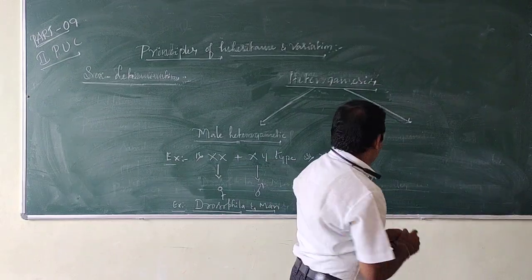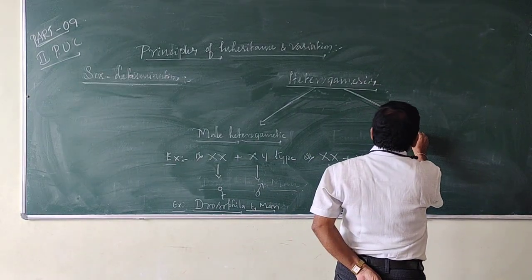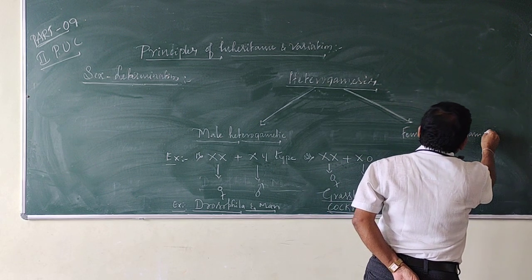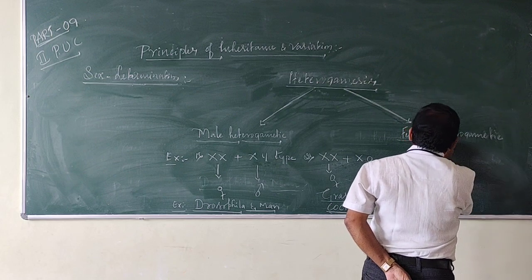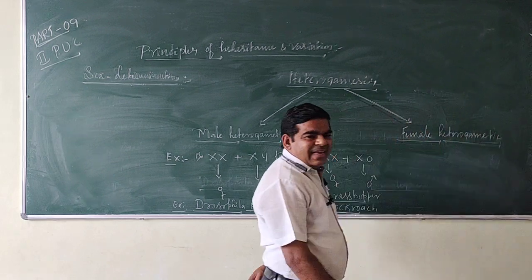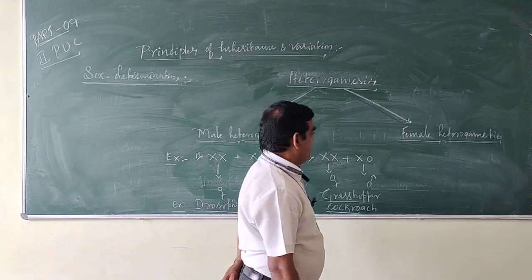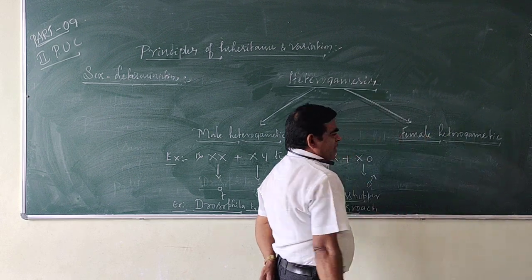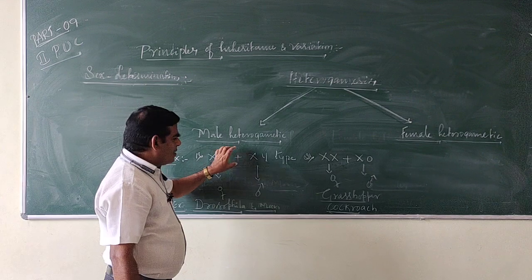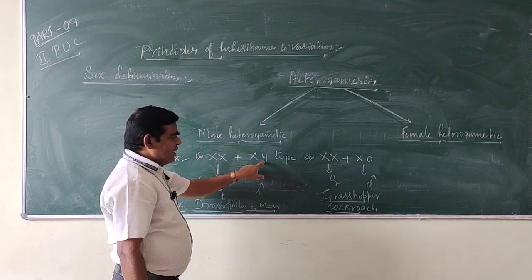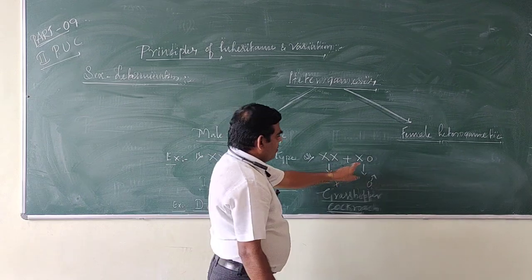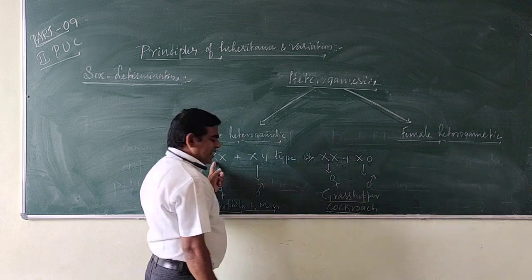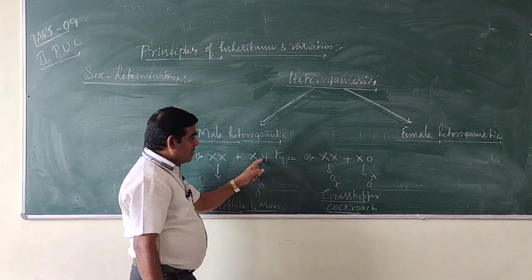Female heterogametic. See, in male heterogametic, males produce different gametes, X and Y. Here, XO is different. Here females are similar, XX, producing similar gametes, but males are different.